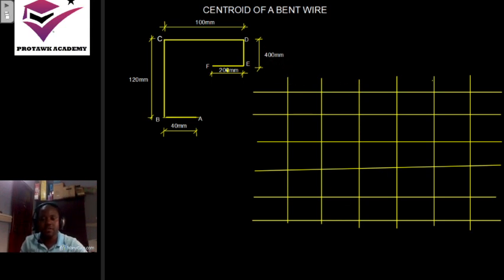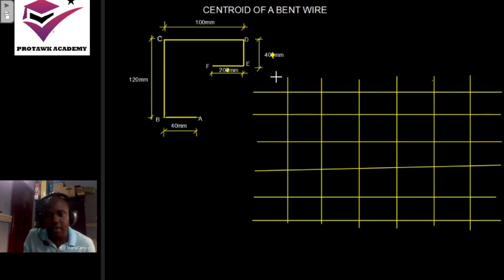So let's make the correction. This is 40 millimeter. So we wipe that out, and what we have here is 40 millimeter, not 400 millimeter. And EF is 20 millimeter.